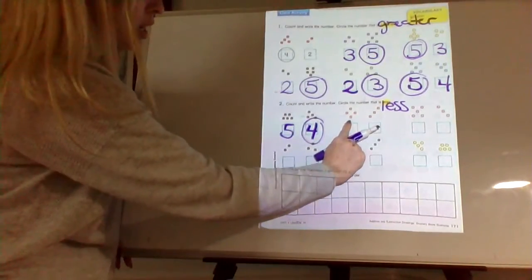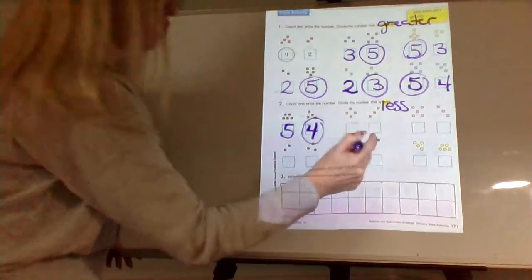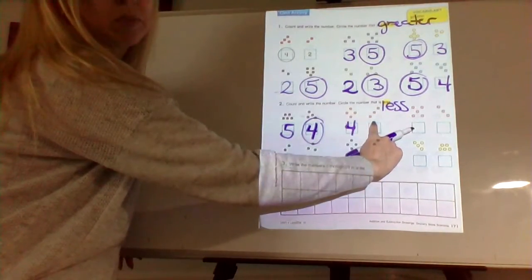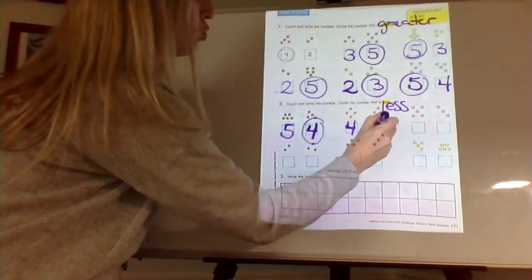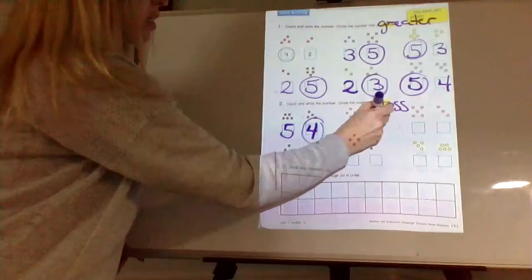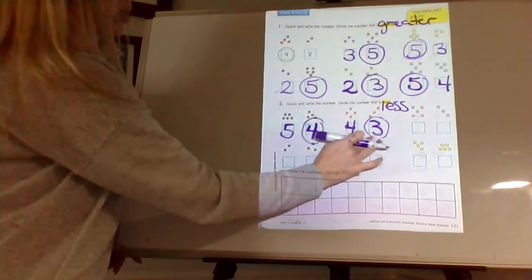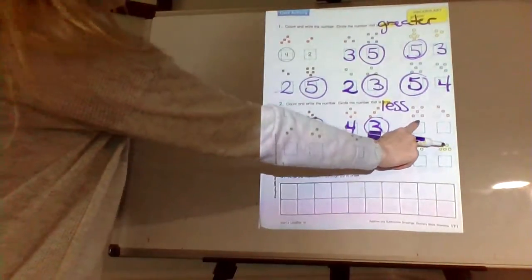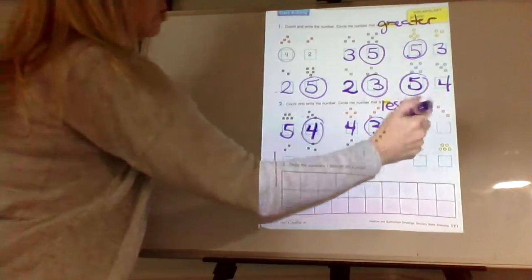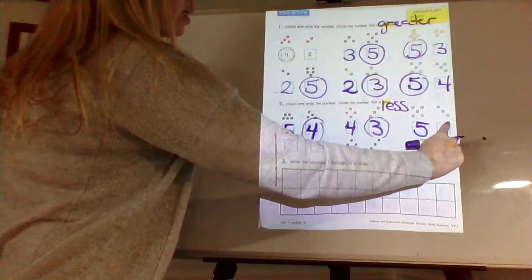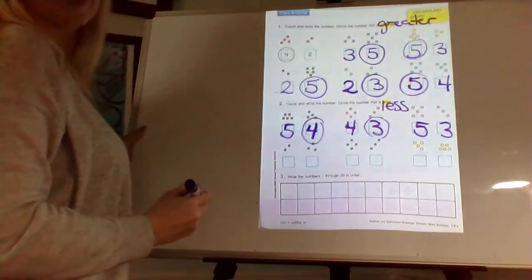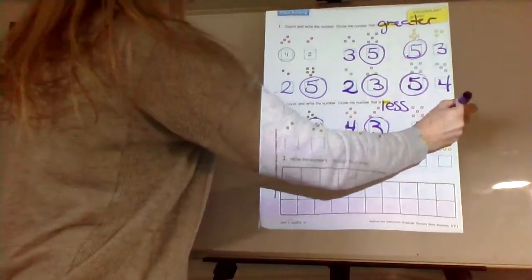Okay, let's look at this set. How many are here? 4. And how many are here? 3. Which one is less? 3 is less. Okay, looking at this pink set. How many are in this first one? There's 5. How many in the second one? 3. Which number is less? 3.